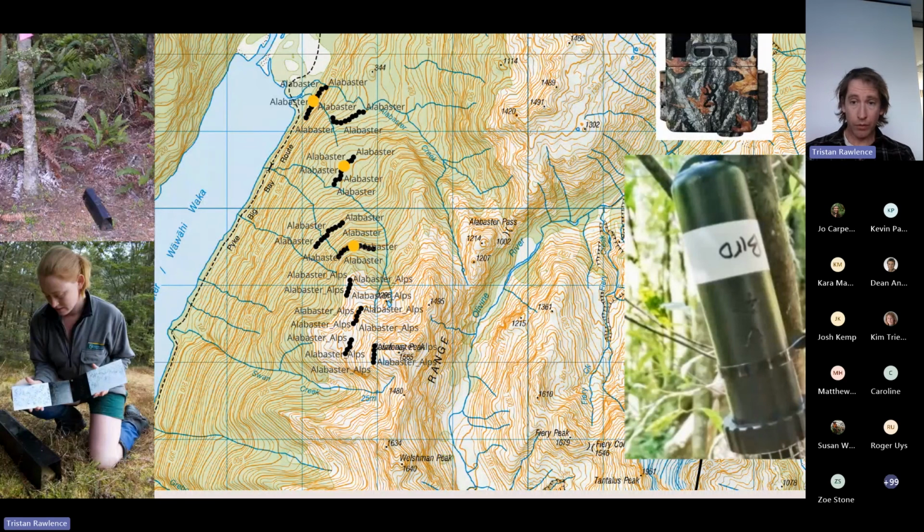So currently we've got about 12,000 tracking tunnels run 3 times a year. And when we're finished setting up the North Island, it'll be about 15,000 tracking tunnels with 700 trail cameras and 700 acoustic recorders.